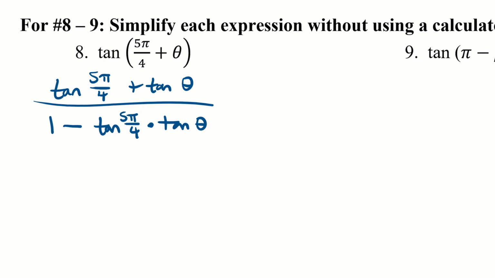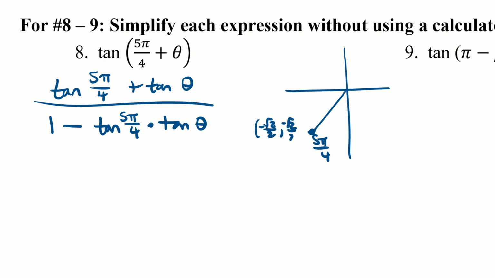But we don't know what theta is, but we can still simplify this because we can find the tangent of 5π/4. So 5π/4 is in the third quadrant. The cosine and the sine are the same values of -√2/2 over -√2/2 each time. So the tangent, if I divide the sine and the cosine, would end up being 1.